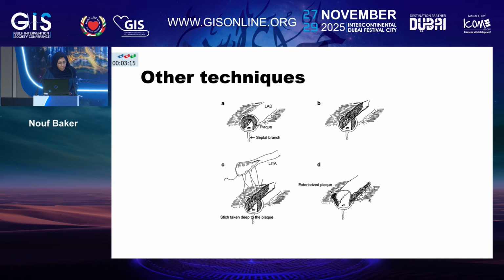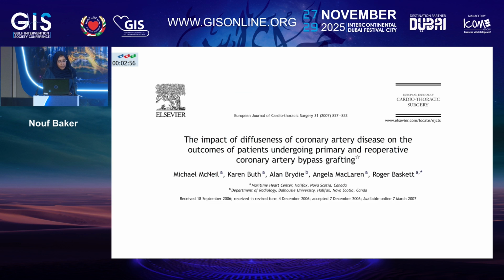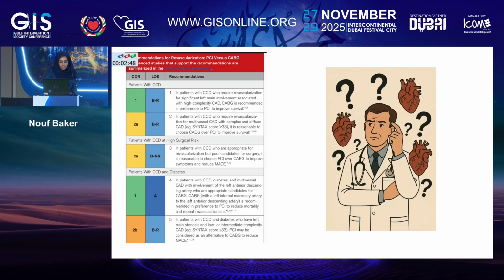So other techniques is what most of us do. You open the vessel, we tend to open a larger incision, put the ITA or whatever conduit you're using only in that area, trying to tack the plaque and avoiding its movement. This is another paper from Halifax that looked at diffuseness. Their conclusion was there was increased mortality in both primary and reoperative CABG in this group of patients.